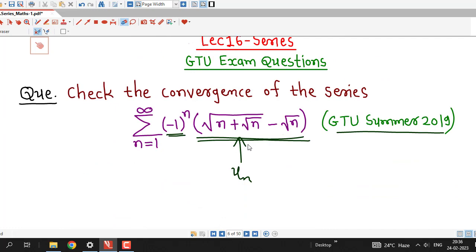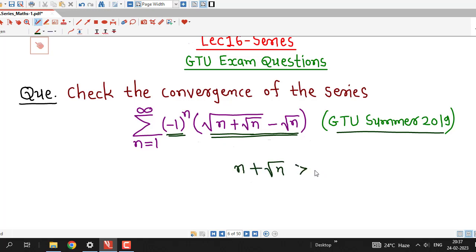Suppose we start with the first condition. It is obvious that this is always going to be positive. We can check randomly by taking different values of n, or we can say that n plus square root of n is always greater than n, and therefore if we take square root on both sides, this is always true, therefore this difference is always positive. So this remains greater than 0 for all values of n.